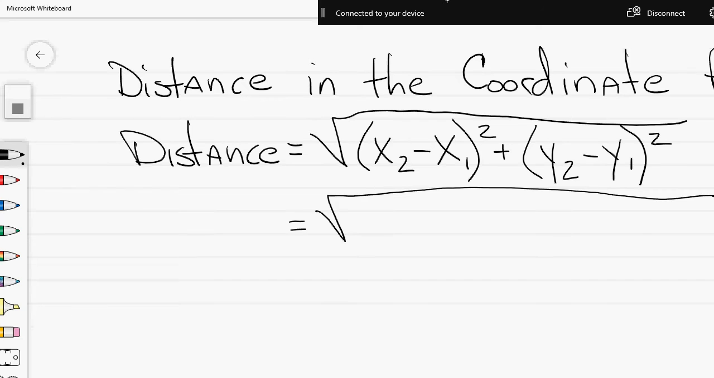All right? Where there's an x sub 2 in the formula, your x sub 2 is equal to 7. So you take 7 minus your x sub 1 value, which in this case is 1. So you've got 7 minus 1. You close your parentheses and you square it. You're going to add it to, you've got a left parenthesis, and then you've got your y sub 2, which is 8, minus your y sub 1, which is 1. And you're going to square that value.